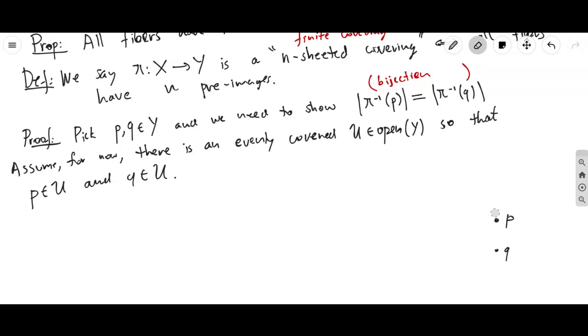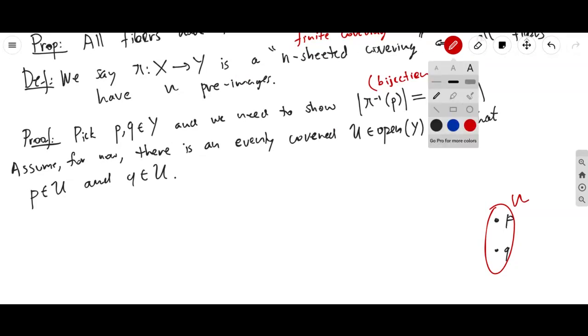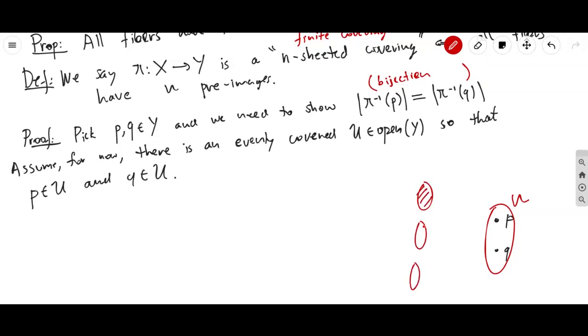But let's assume that you can find a single open set that works for both of them. So then you can find a U like this, and then you pull it back. Okay. So now when you pull it back, you get these preimages, right? These pieces that are being mapped homeomorphically. So every single one of these is being mapped homeomorphically to U.